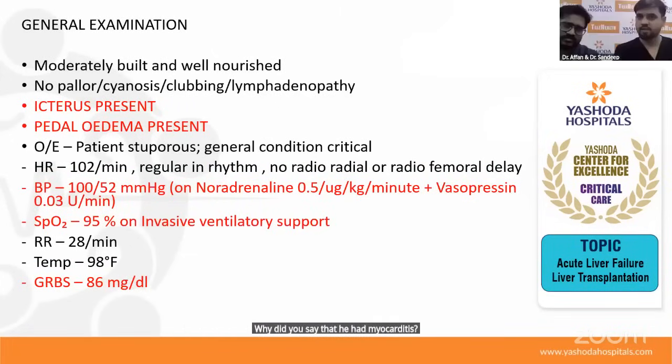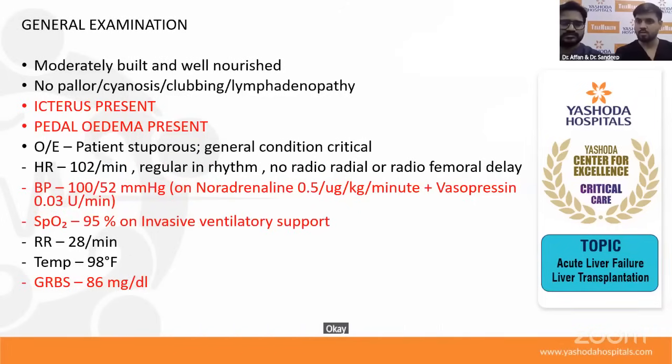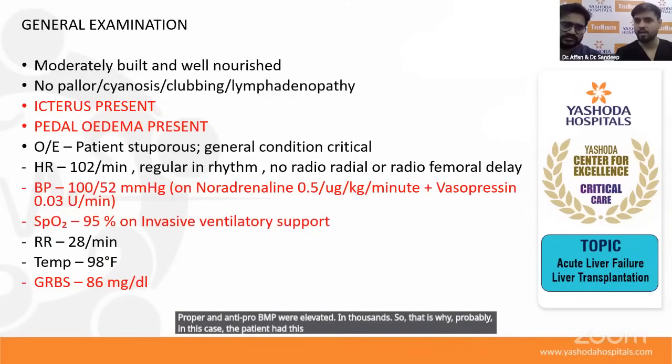Actually, sir, further into the presentation, when we evaluated the patient, he was found to be leptospira IgM positive. His 2D echo was suggestive of global LV hypokinesia. His troponin and NT-proBNP were elevated in thousands. So that is why probably in this case, the patient had this pulmonary edema due to the heart failure component, which eventually landed up in pedal edema also.